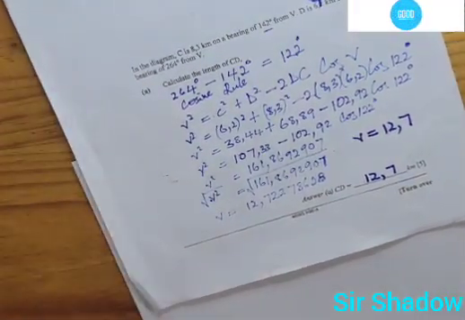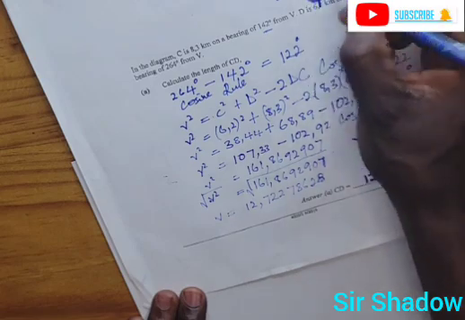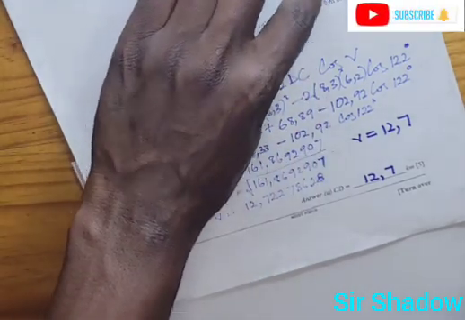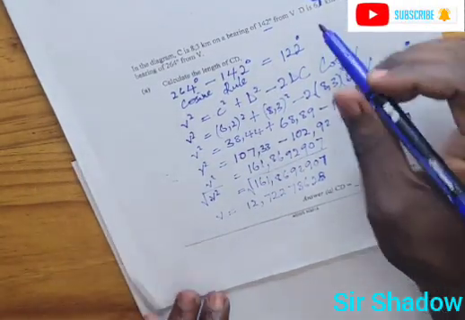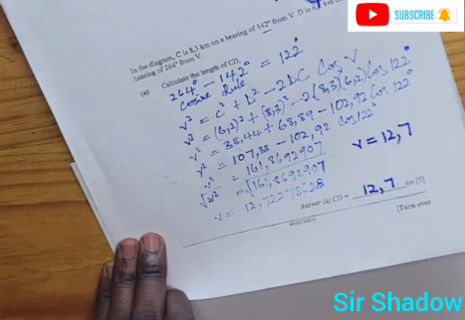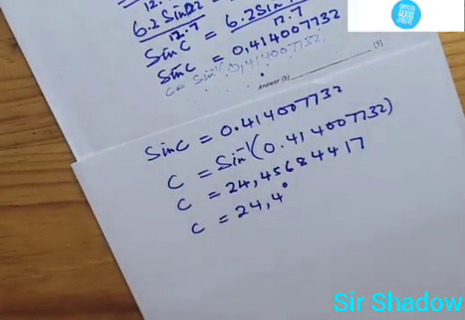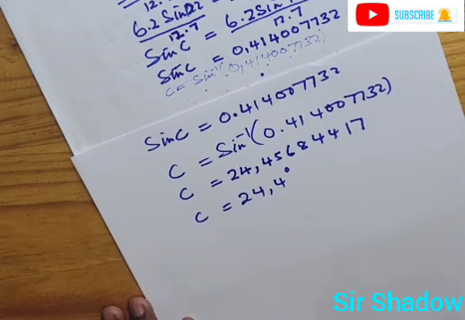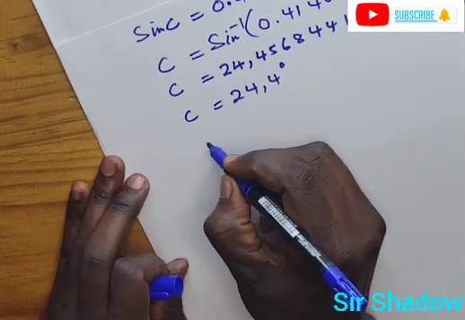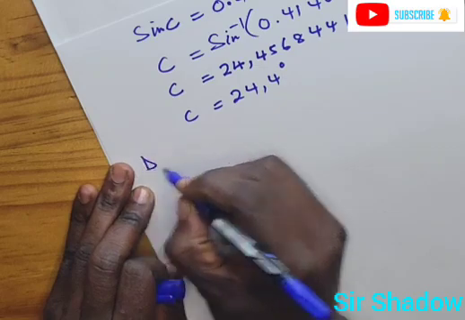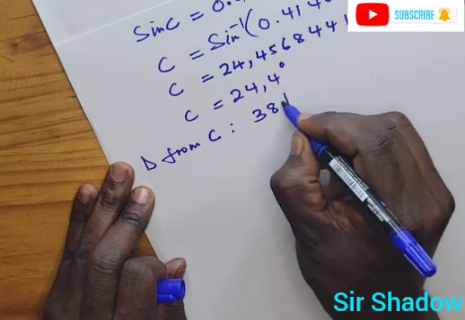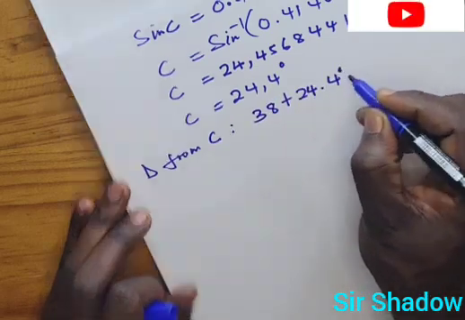Then remember, now we have this angle. This angle plus this one again. So we have to say 360 minus these two angles inside. We want to find the overall angle inside this one. We have to say 38 plus 24.4. So the bearing of D from C, I have to say 38 plus 24.4 degrees.